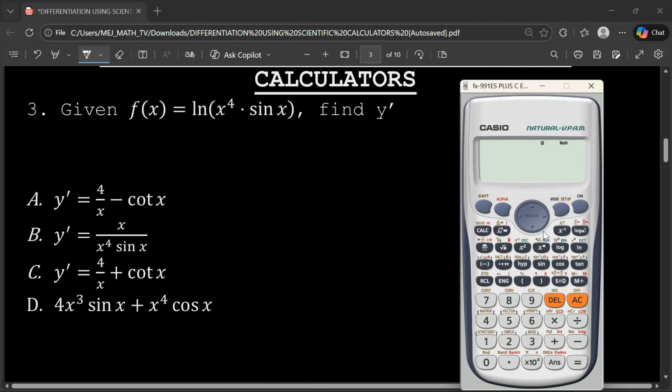Question 3. Given f of x equals ln bracket open x to the power 4 times sine of x, find y prime. So you are going to have dy dx of ln alpha x to the power 4 times sine of alpha x. So we close the sine function and close the ln function, and so that is it.